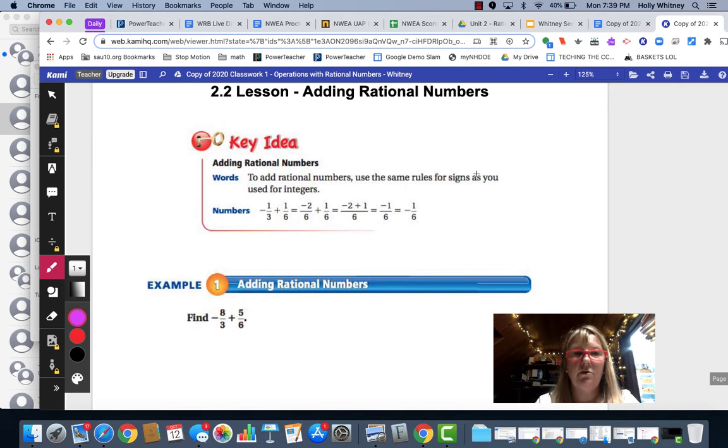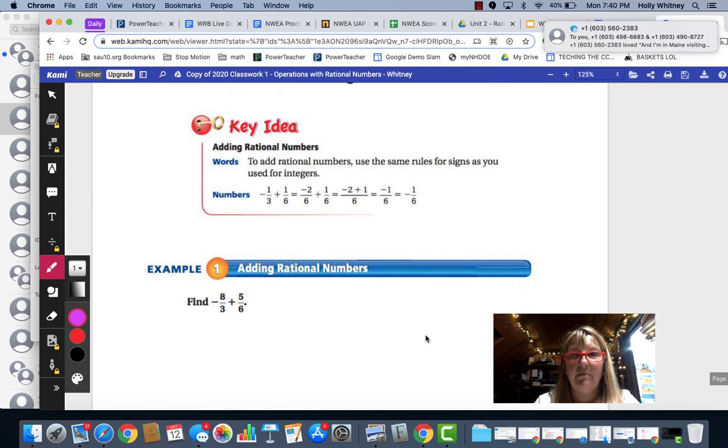So today we're going to do 2.2 lesson, adding rational numbers. We're probably going to take a step in the Wayback Machine for some of this and kind of revert back to when we first learned how to add and subtract fractions.